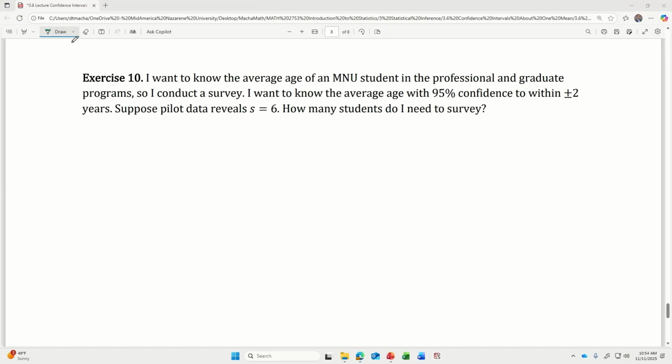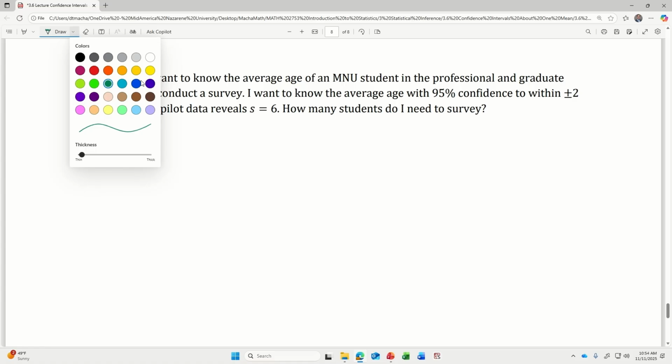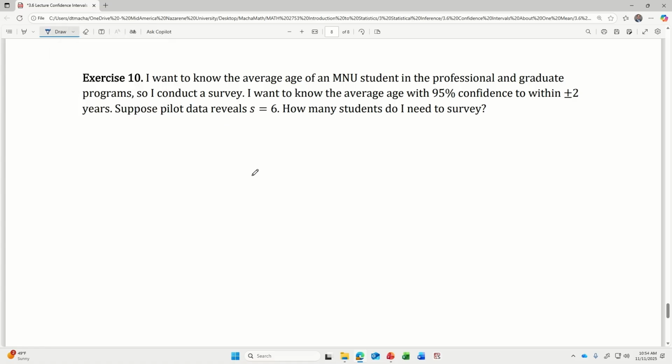So we'll do one quick example and then we'll move on to the next thing. I want to know the average age of an MNU student in the professional and graduate programs, so I conduct a survey. I want to know the average age with 95% confidence.